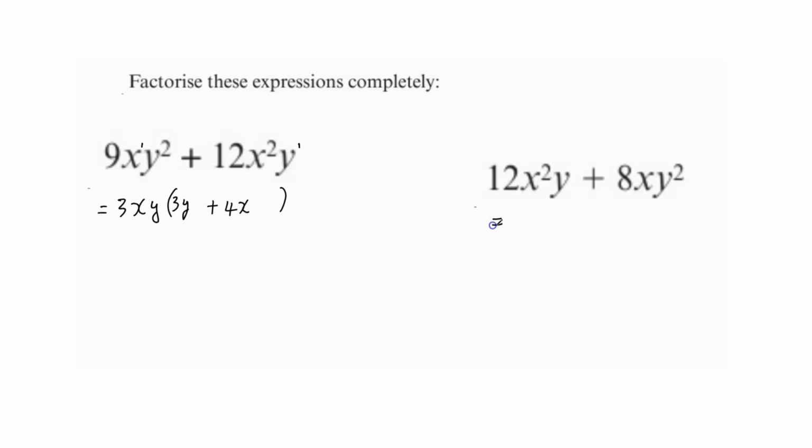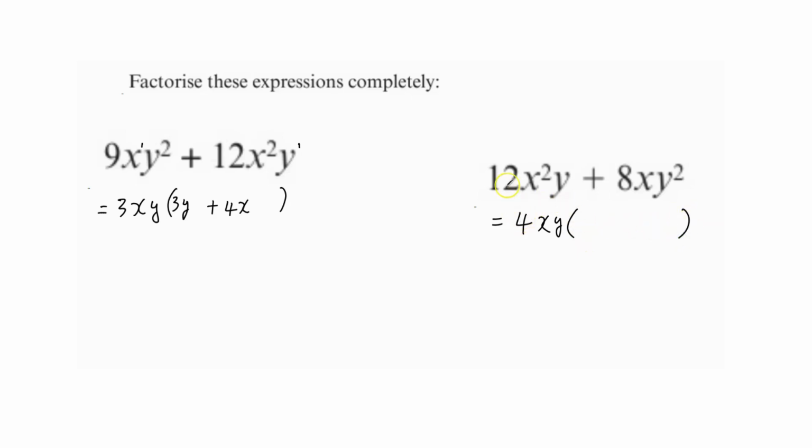Now let us examine this one. The highest common factor between 8 and 12 would be 4. We have x squared and x here. So the highest common factor between these two would be x. And then we have y and y squared. The lowest term here is just y, which gives 4xy. So 4xy is the highest common factor of this expression. Therefore, that should be outside the bracket.